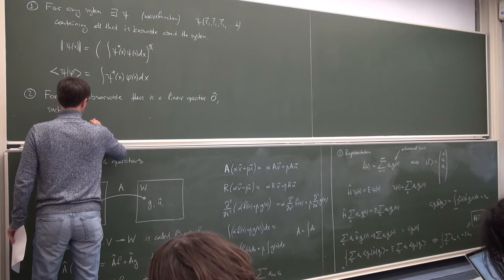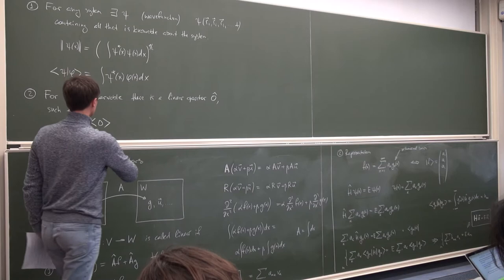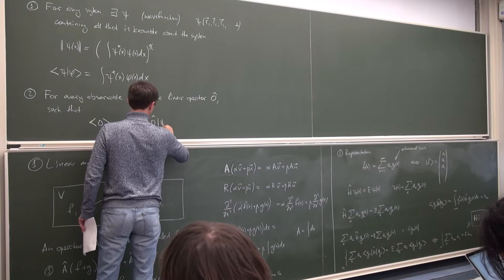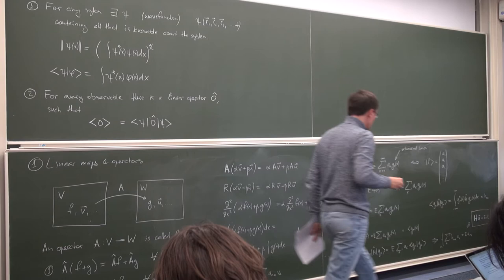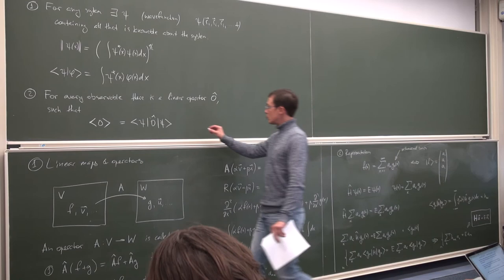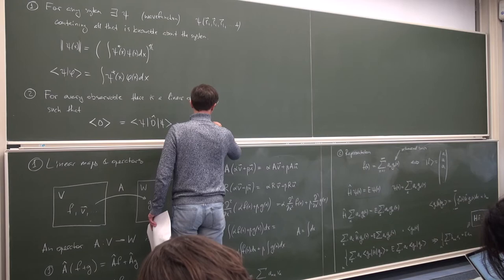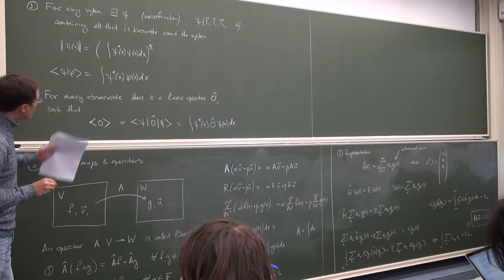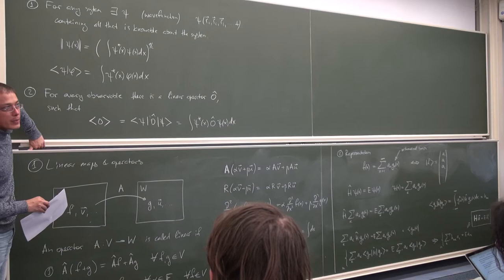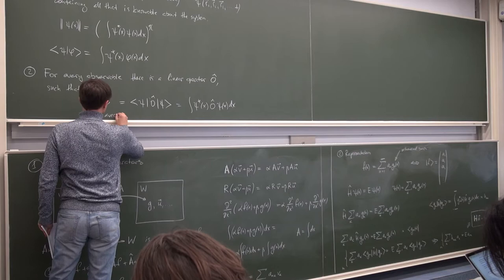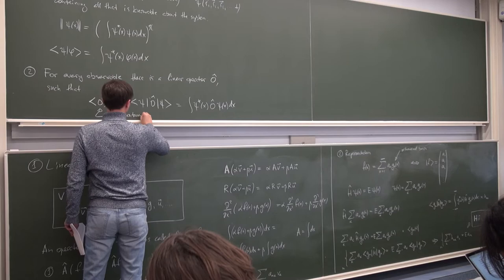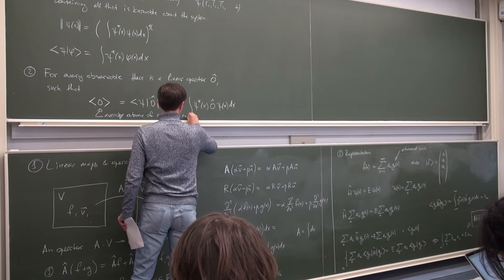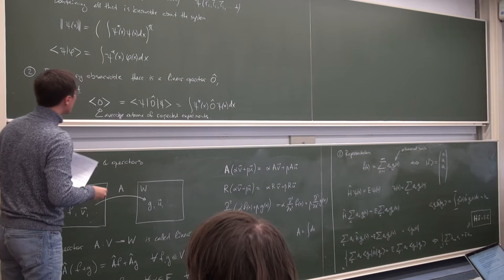the value of the observable, and I will explain these brackets in a moment, is the bracket psi O psi, and you have already seen an integral like this. So that's essentially the integral of psi conjugate of x times the operator, usually a bunch of derivatives. And this O in brackets refers to the average outcome of repeated measurements on that particular quantum system.